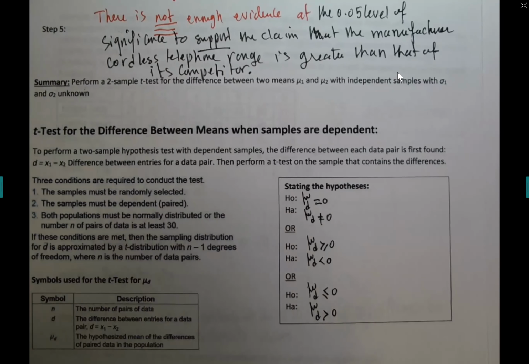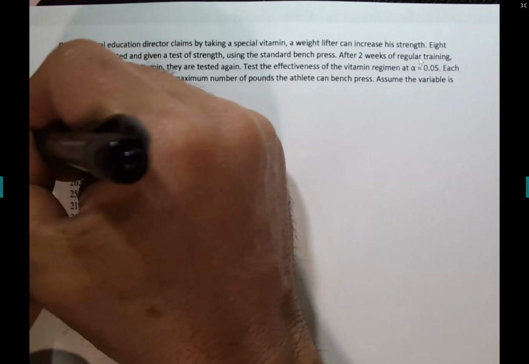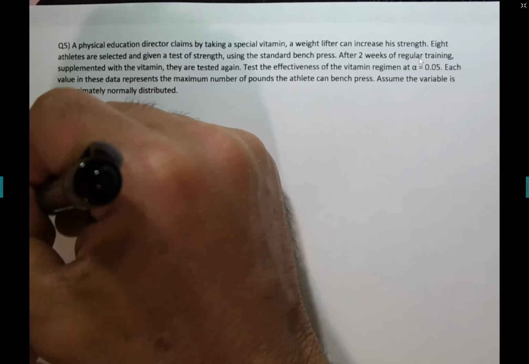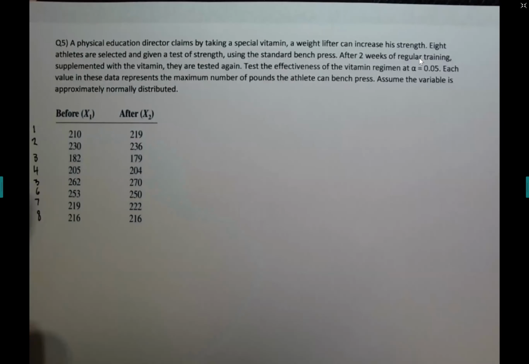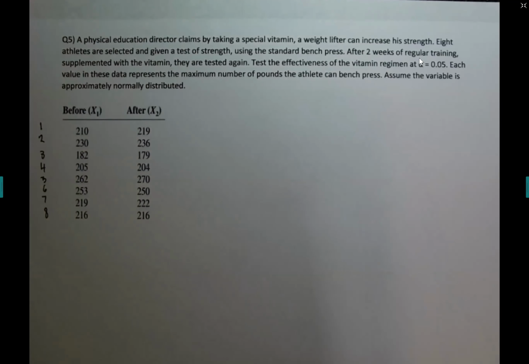So we're going to do another question, guys, and just reinforce what we learned here. A physical education director claims that by taking a special vitamin, a weightlifter can increase his strength. So these are the weightlifters, guys. Number 1, 2, 3, 4, 5, 6, 7, and 8. The name of the subject or the number is not important to us. 8 athletes are selected and given a test of strength using a standard bench press. After 2 weeks of regular training supplemented with the vitamins, they are tested again.